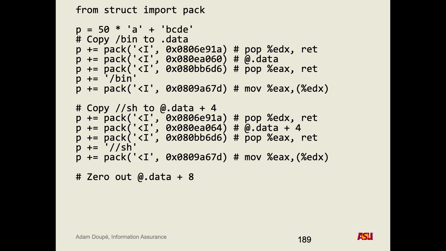Now we need to zero out the data after that. You said on this base, the string would have the null character, right? Yeah, so now we need to put the null, exactly. So that's what we're going to do right here. So this is zeroing out the address of data plus 8.